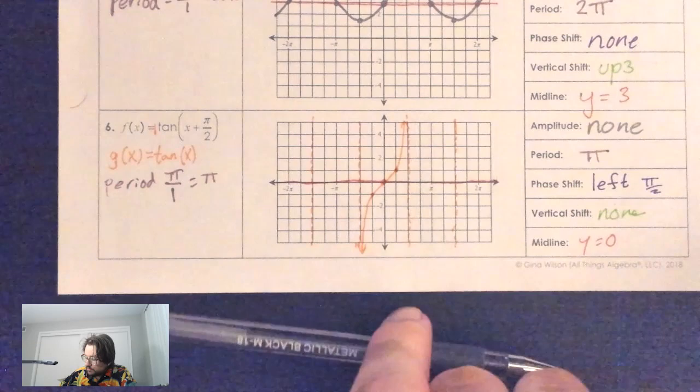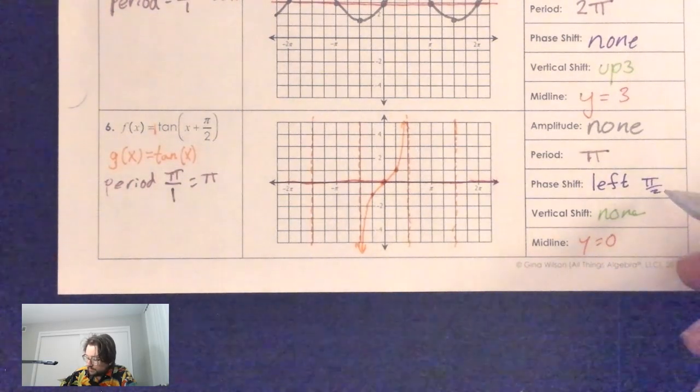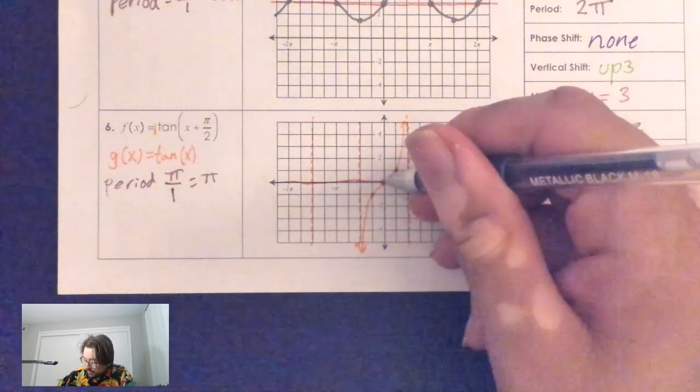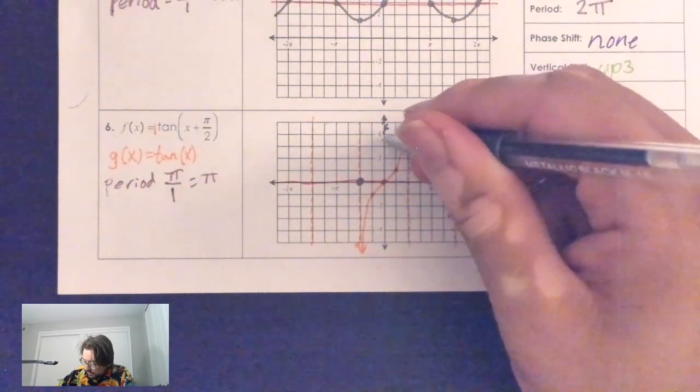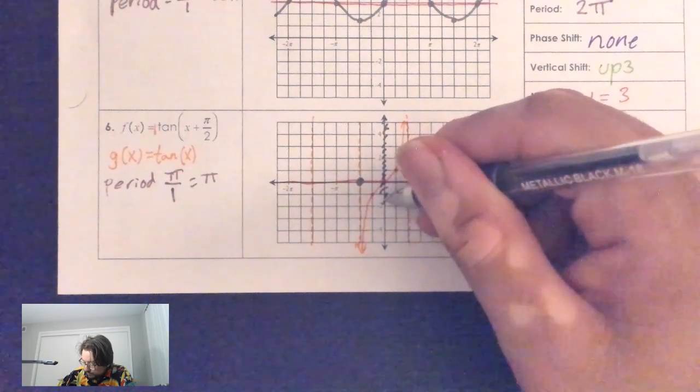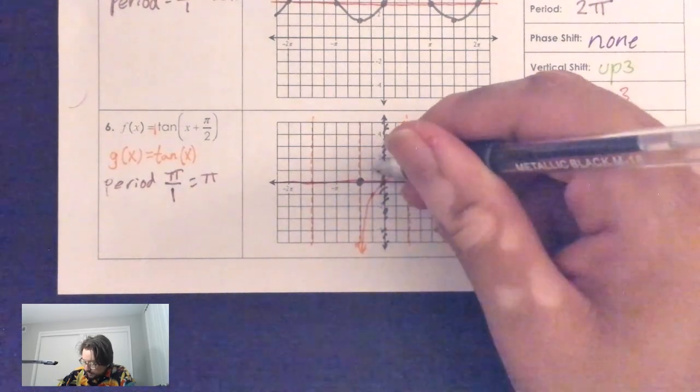Now I know that everything has been shifted to the left by pi over 2. So all these values, I go left by pi over 2. The asymptote, I go left by pi over 2. So the transformed graph, the actual graph, is going to look like this.